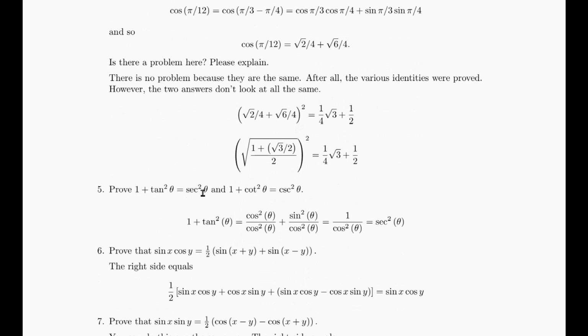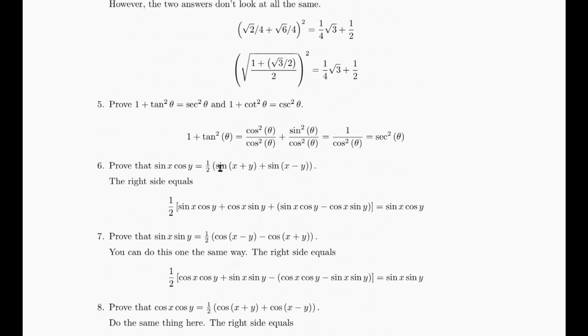Now I want to prove that this is true. That's easy. 1 is cosine squared over cosine squared. So when I add these, I get cosine squared plus sine squared divided by cosine squared. That's secant squared. Now if I want to show this identity, I just start with the right-hand side and use the trig identities. And now you see I have cosine x sine y minus cosine x sine y, they cancel. And that gives me sine x cosine of y. There would be 2 of them in here, and it gets multiplied by half.